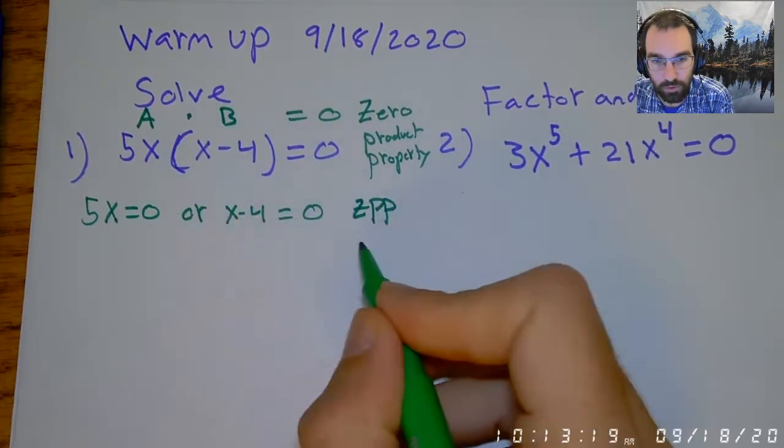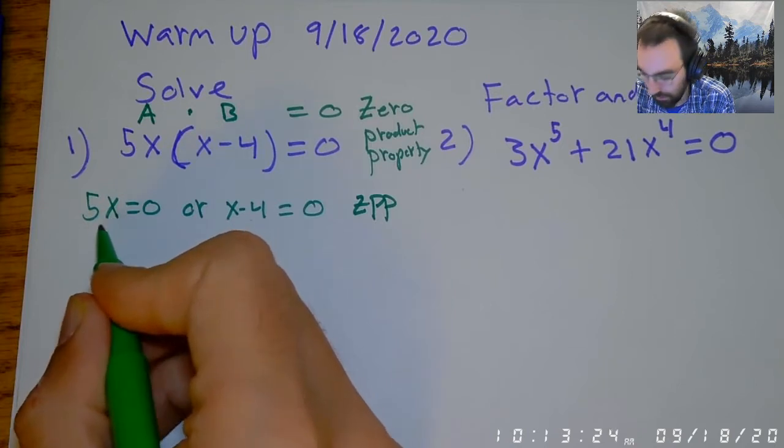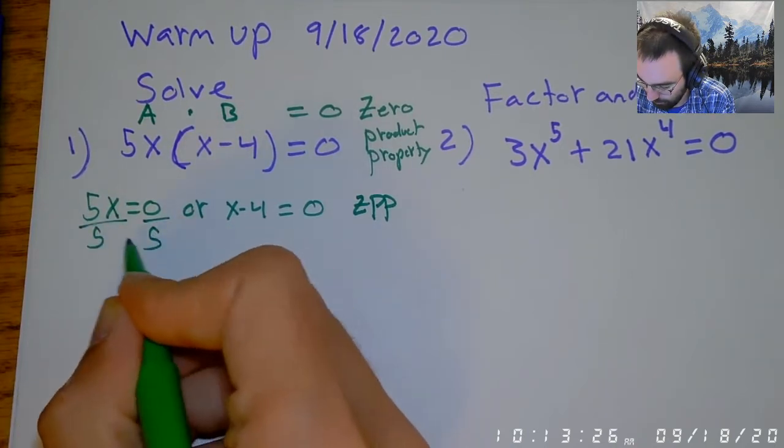So once I use the zero product property, I'm going to go ahead and solve. So this is 5 times x, so I'm going to divide.